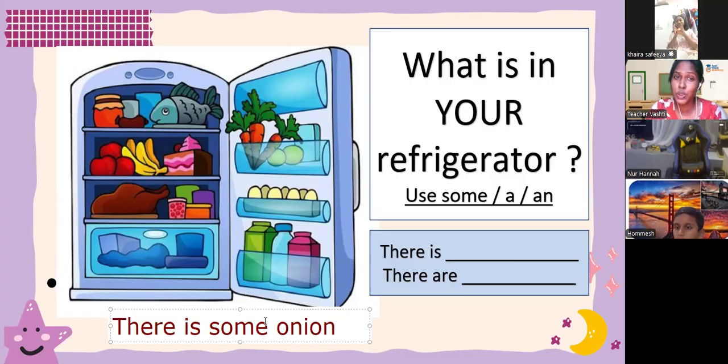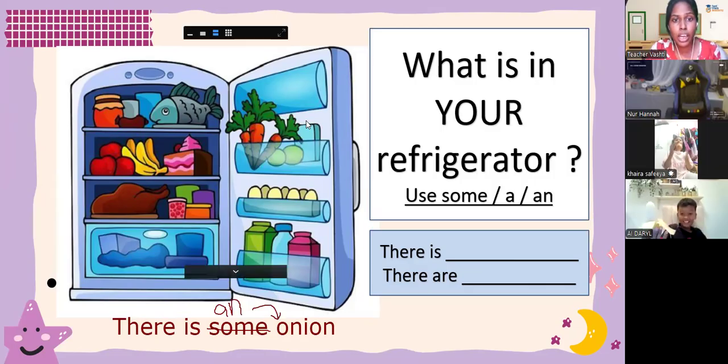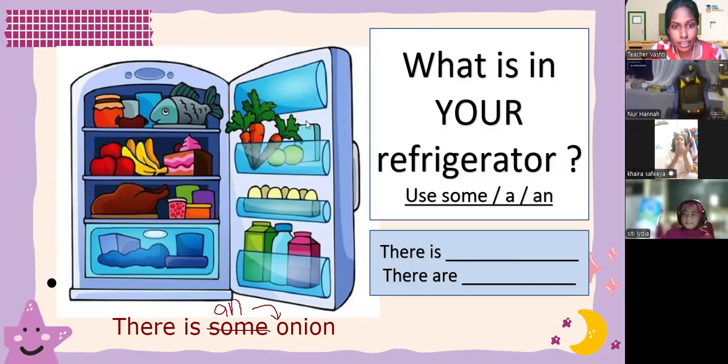Kalau satu, kena guna some ke a atau an? An. Yes. Kalau satu sahaja, kena guna a atau an. Mana nak guna an? If it starts with a vowel. Okay? Next one. There is some milk.